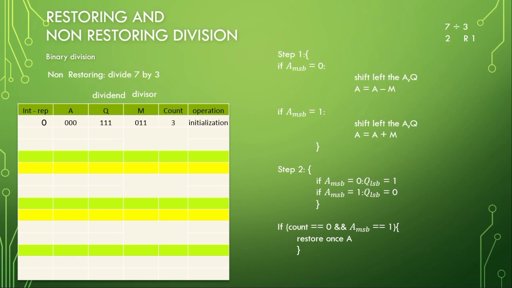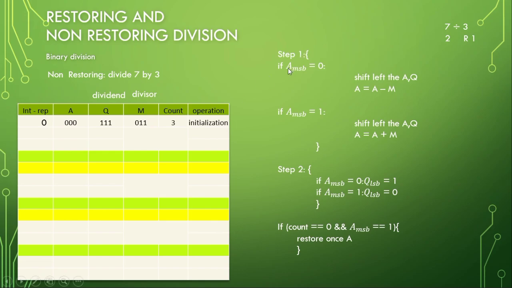So again, we have our integer representation. This is just an integer representation. It doesn't really do anything. It's just to help you see what's happening in the accumulator. But our accumulator value is going to be there. We have our dividend and our divisor, and we have our count and our operation there. So without further ado, let's get into it.